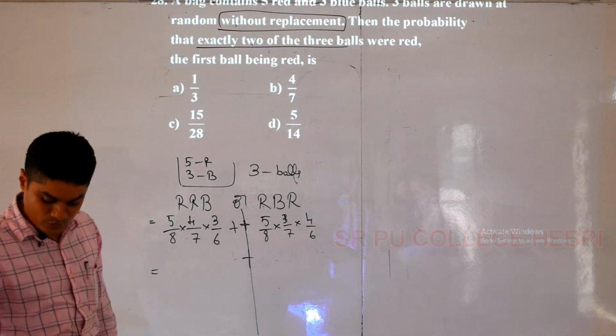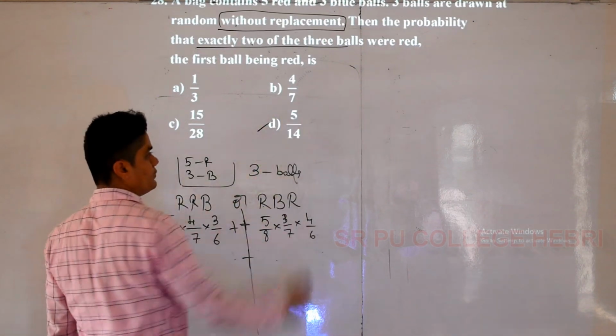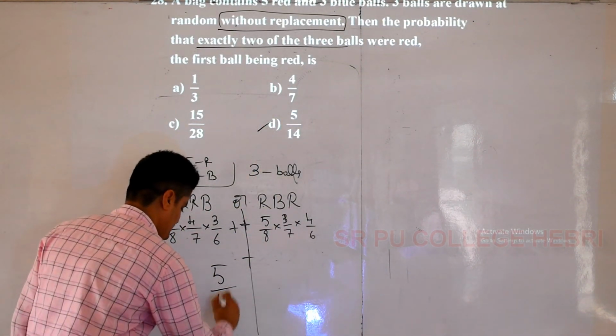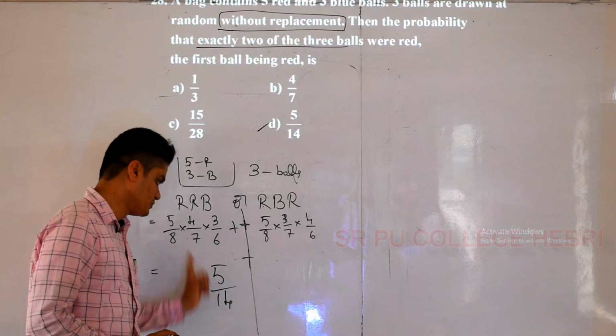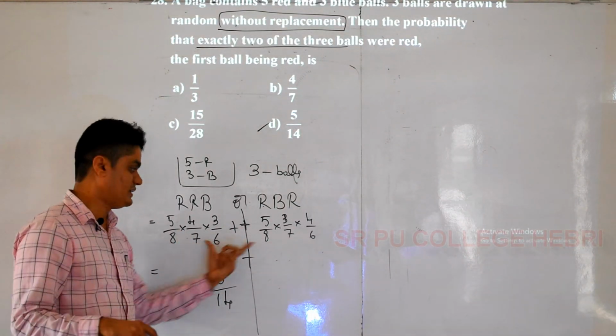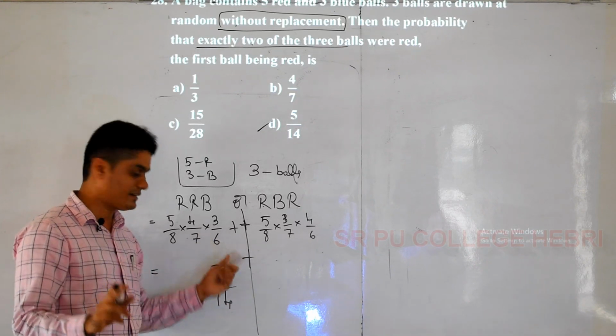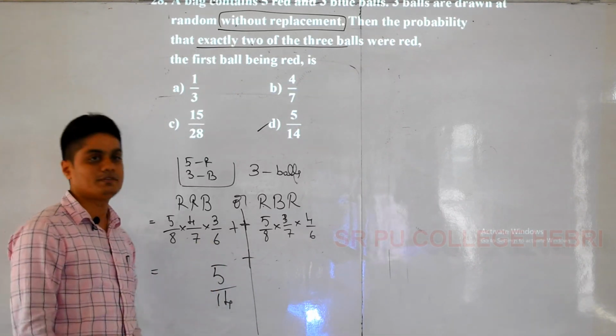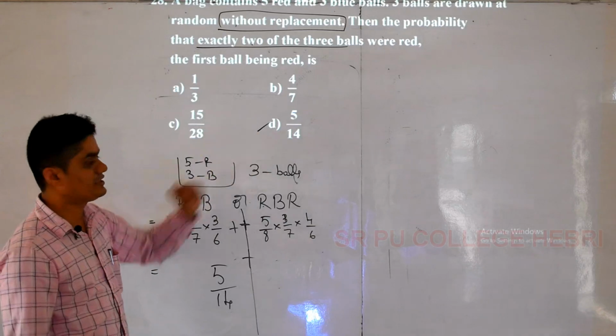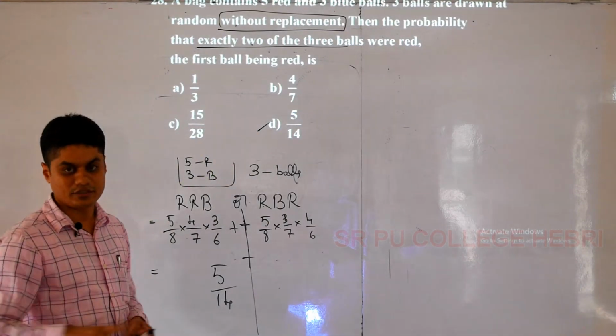So the answer to question number 28 is 5 by 14. Please check this, don't simply leave it here, you have to calculate this, because in CET calculation is not easy. You need some practice, for that reason I am giving this. So the answer is 5 by 14. So the right answer is option D. Understood? Very good. Next question.